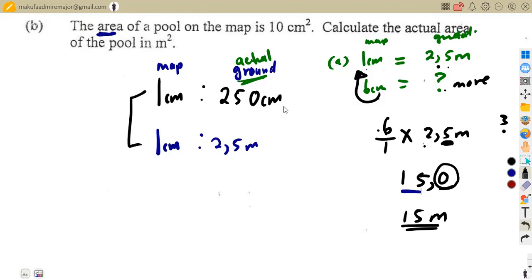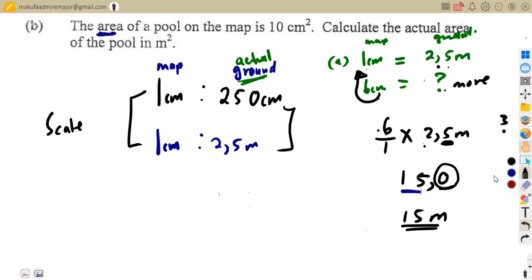It's referred to as the scale factor. This one is our scale factor, the one that is giving us the ratio of the side of the building on the map to the side of the building on the ground. It's referred to as the scale factor.